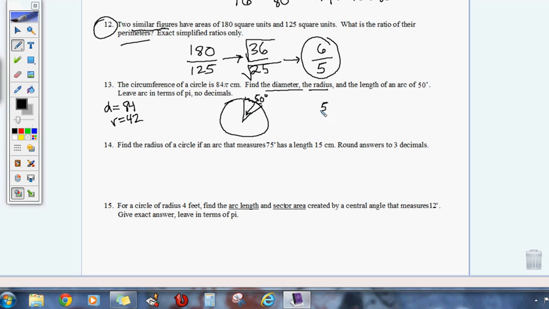So again, it's the fractional part. You take 50 over 360, that'll give you the fractional part of the circle, and multiply that by the entire distance around the circle, which would be 84 pi. After we simplify this in terms of pi, our answer is going to be 35 pi over 3.